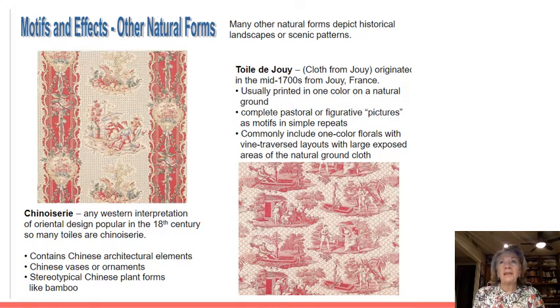Another popular motif that we see on the right is called toile de Jouy, and these are very popular textiles from the mid-1700s from the city of Jouy, France. And they're usually printed in one color on just a natural background, and they have pastoral or figurative pictures as motifs in simple repeats, so landscapes that are repeated over and over again. And as I mentioned, they commonly include just one color florals with vine traverse layouts with large exposed areas of natural ground cloth.